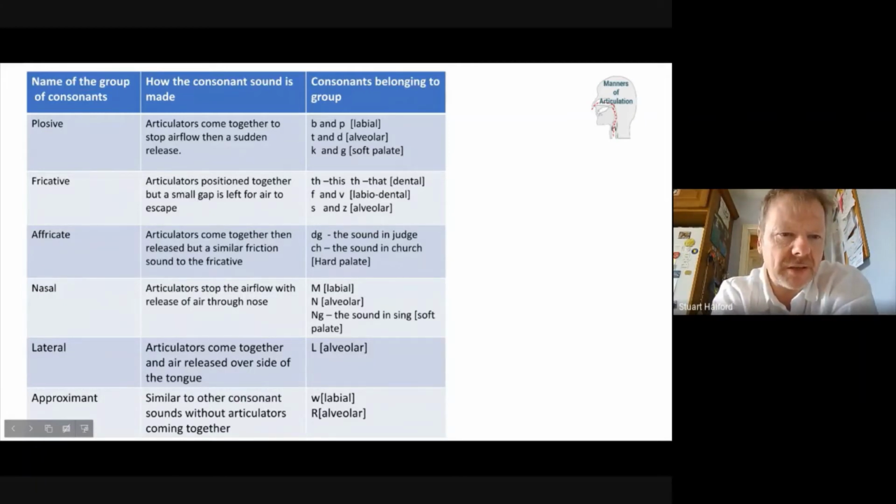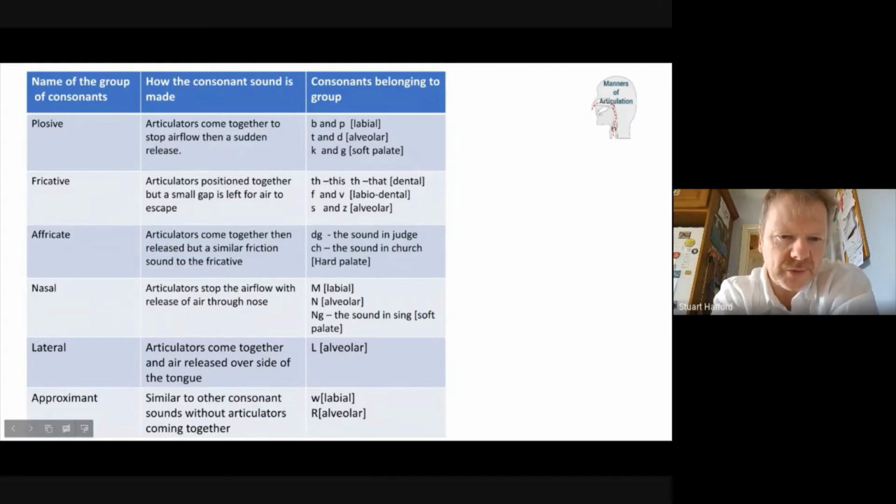Then we have the affricate sounds. So these are when the articulators come together and they're released with a bit of friction, similar to the fricative before. So these are sounds like ch and j. And you'll notice by the side of each of these, I've indicated what articulators are being used. So with the ch sound, it's the hard palate.